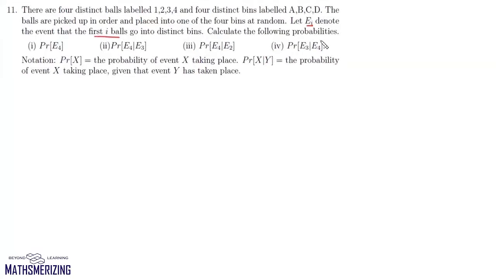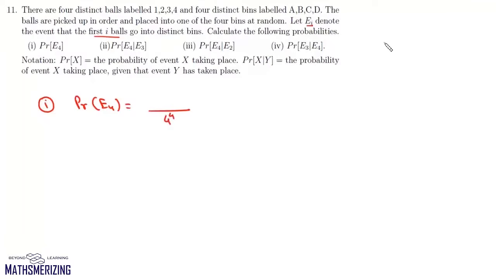Now calculate the following probabilities. First, we have to find the probability that the event is E4, and when the event is E4, that means all the 4 balls went into different bins. So first we have to find the total number of cases. We have 4 balls, and for each ball we have 4 choices. So the total number of ways will be 4 into 4 into 4 into 4, 4 times. So it will be simply 4 to the power 4.